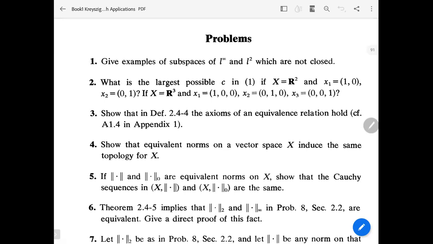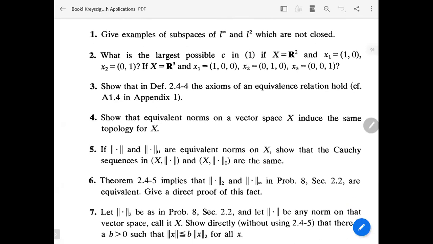So many other properties are being shared by the equivalent norms. For example, if two norms are equivalent, then the Cauchy sequences are the same. If one sequence is Cauchy with respect to one norm, it is Cauchy with respect to the other. So if a sequence is convergent in one norm, it is convergent in the other one. So many other properties are same for the equivalent norms.